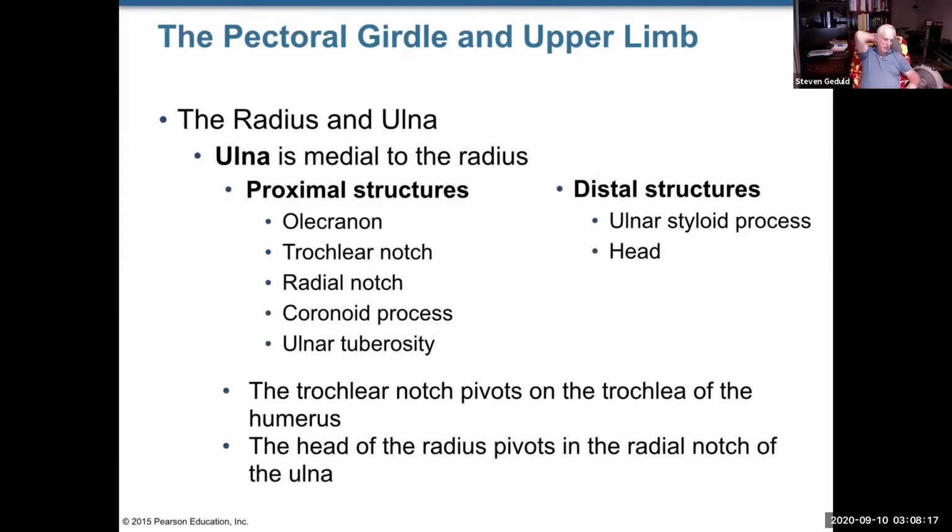Okay. The ulna is medial to the radius, and the ulna has proximal structures: the olecranon, the trochlear notch, radial notch, coronoid process, and the ulnar tuberosity. The distal structures of the ulna are the ulnar styloid process and the head. So the trochlear notch pivots on the trochlea of the humerus for the ulna. The head of the radius pivots in the radial notch of the ulna. So you have a motion that can go back and forth and then pivot across the two bones also.